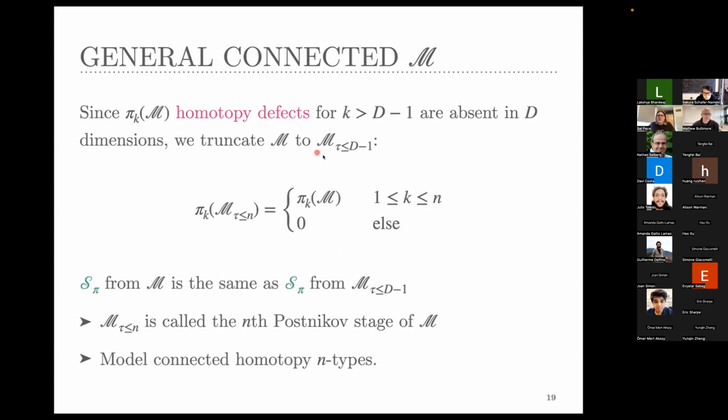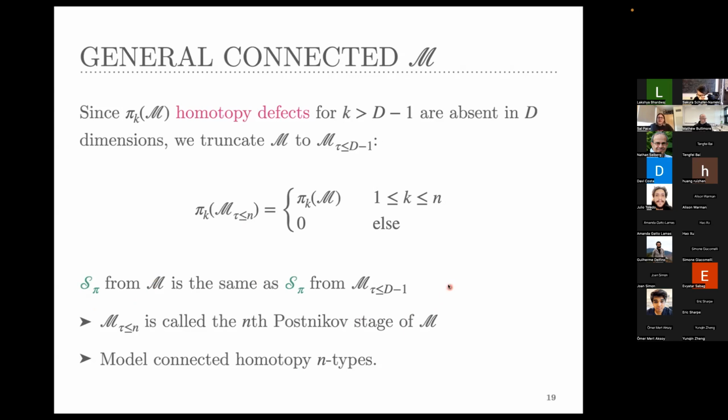So let's truncate M to this M sub D-1. And you can introduce something more general, M sub N, where M sub N is defined such that all the homotopy groups for k less than or equal to N are the same as the homotopy groups of M, but all the other homotopy groups are 0, okay? And just like before, because this truncation knows everything about the homotopy groups that we can actually see, the symmetry from M is going to be the same as the symmetry from this truncated space.